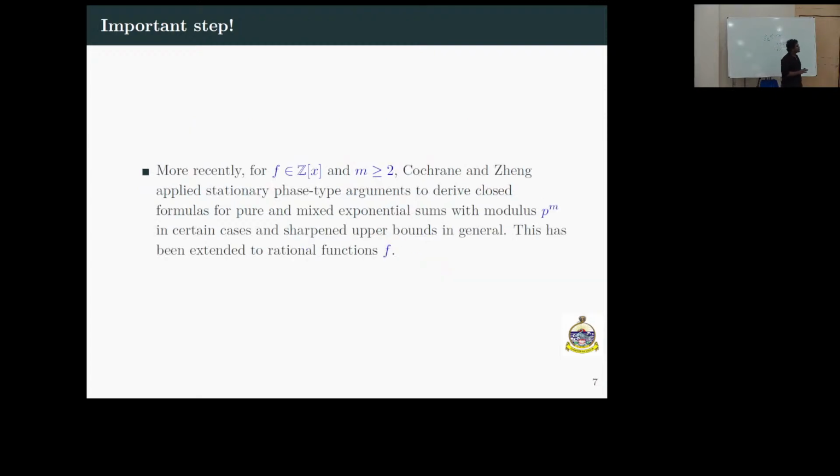But what we are interested in today is a method which is mostly used in the work of Todd Cochrane and his collaborators like Zheng. We will be interested in a method called the stationary phase type argument. What we want to do is extend our Weil kind of sum to multiple variables. There we need this method called the stationary phase type argument, which we will define later. And one can find the work of Cochrane and Zheng for such arguments in the one dimensional case for mixed and pure exponential sums also. And later these are extended to rational functions.